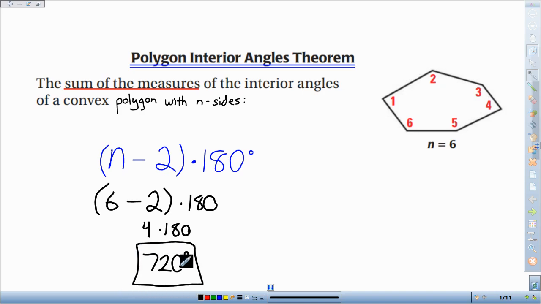Okay, so again, here's the idea. What we just figured out was what the six angles of this polygon add up to. They all add up to 720 degrees.